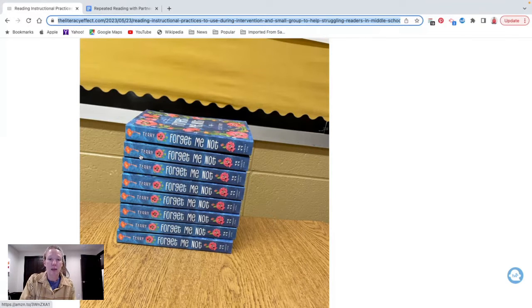I think a lot of times we make the mistake in middle school reading intervention where we stick with really short text, which works great. But then we're expecting students to transfer that back to those longer novels. So taking some time to incorporate a novel into the reading intervention for middle school is an important thing to do.